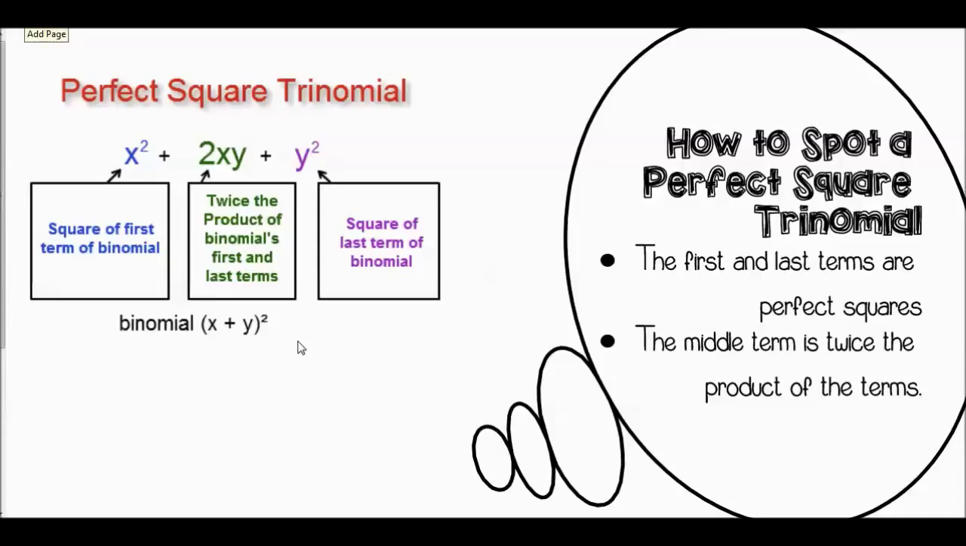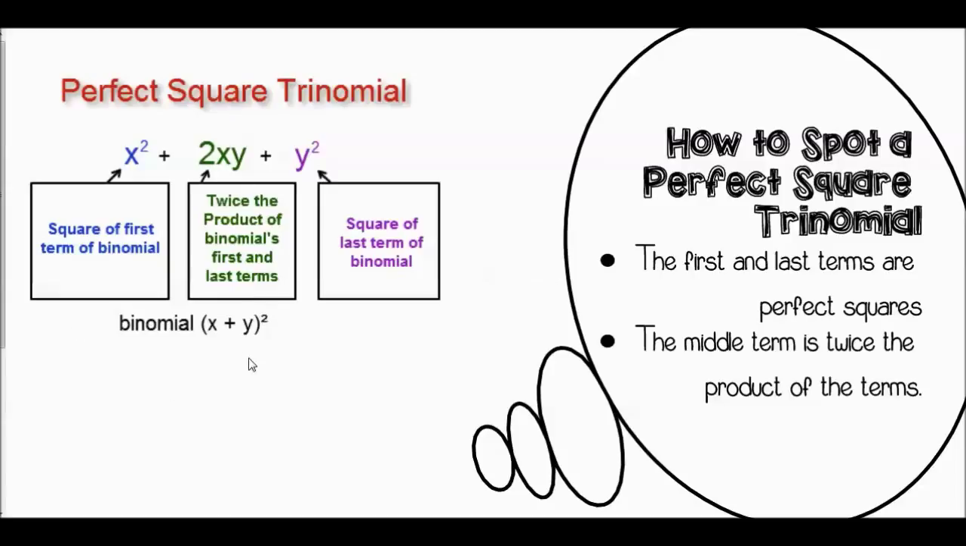So first let's look at a perfect square trinomial. If you'll remember, whenever we looked at this earlier in the chapter, the first term was the square of the first term. The second term was twice the product of the first and last terms, so it was 2 times x times y. And then the last term is the square of the last term. So factored out, it would look like this: (x + y) squared.